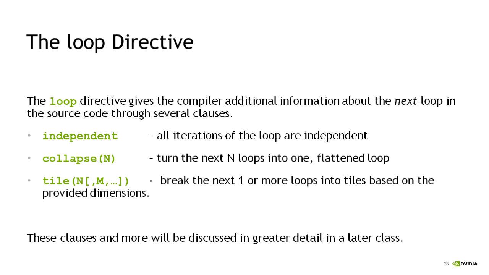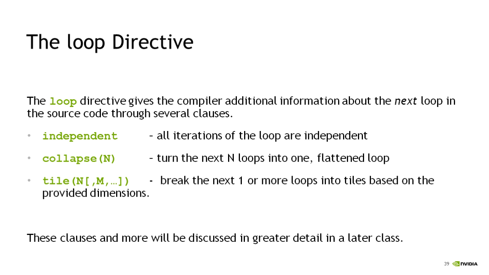One is an independent clause, and that tells the compiler all of the loop iterations here are independent with respect to each other. And so even if the compiler can't figure that out for itself for some reason, and one reason that frequently happens in C and C++ is pointer aliasing, with the loop directive you can tell the compiler, hey, I promise you these loop iterations are independent, and therefore the compiler doesn't have to analyze it. It can just simply parallelize it for you.